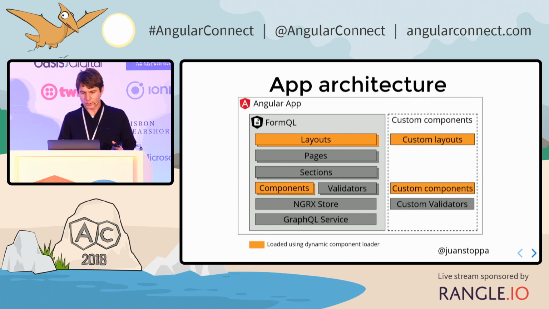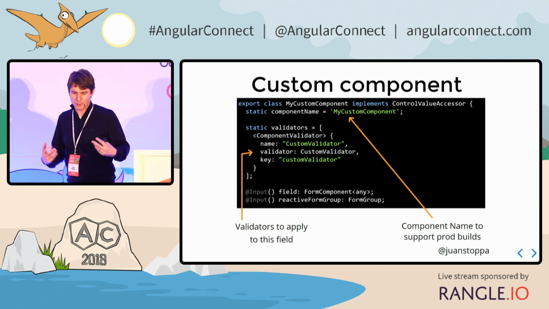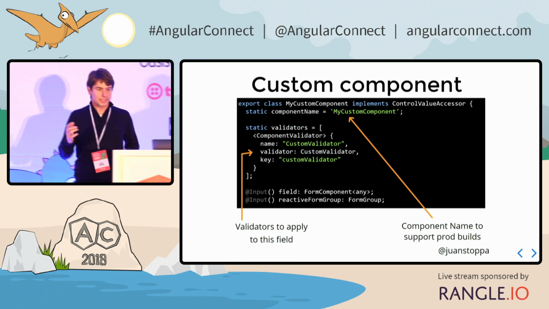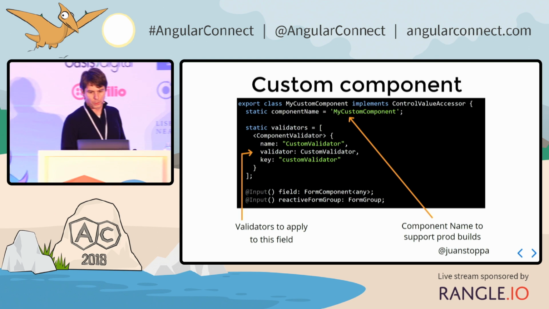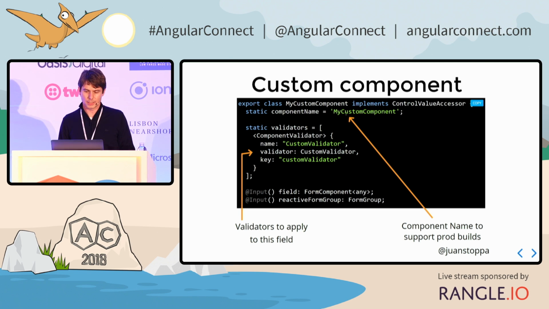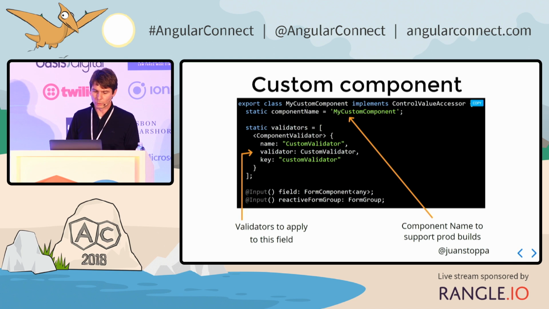Of course, the components that we create will need to adhere to some input parameters. In this case, you have a custom component, so I can just call it my custom component. The component name is something that you will also need to put in. This is because if you build a production build of your Angular app, the name of your component will change, so that's the way to still identify it.